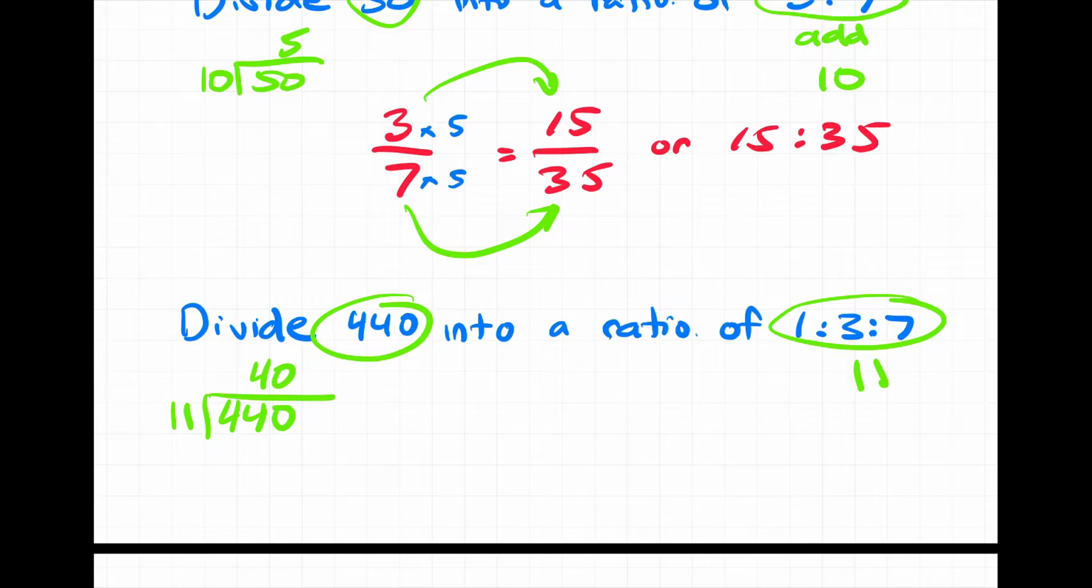So basically our ratio was 1 to 3 to 7, and we're going to multiply each of those by 40. So 1 times 40 is 40, 3 times 40 is 120, and 7 times 40 is 280.